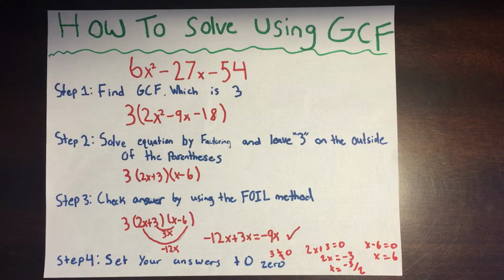Next, you'll check your answer by using the FOIL method. So you'll do 3 times x equals 3x, 2x times negative 6 equals negative 12x, and negative 12x plus 3x equals negative 9x, so it's correct. And last, you'll set your answers to 0 to get your x values. So you'll do 2x plus 3 equals 0, and then you'll have 2x equals negative 3, so that x is negative 3 halves. And then you'll have x minus 6 equals 0, so x equals 6 and negative 3 halves.